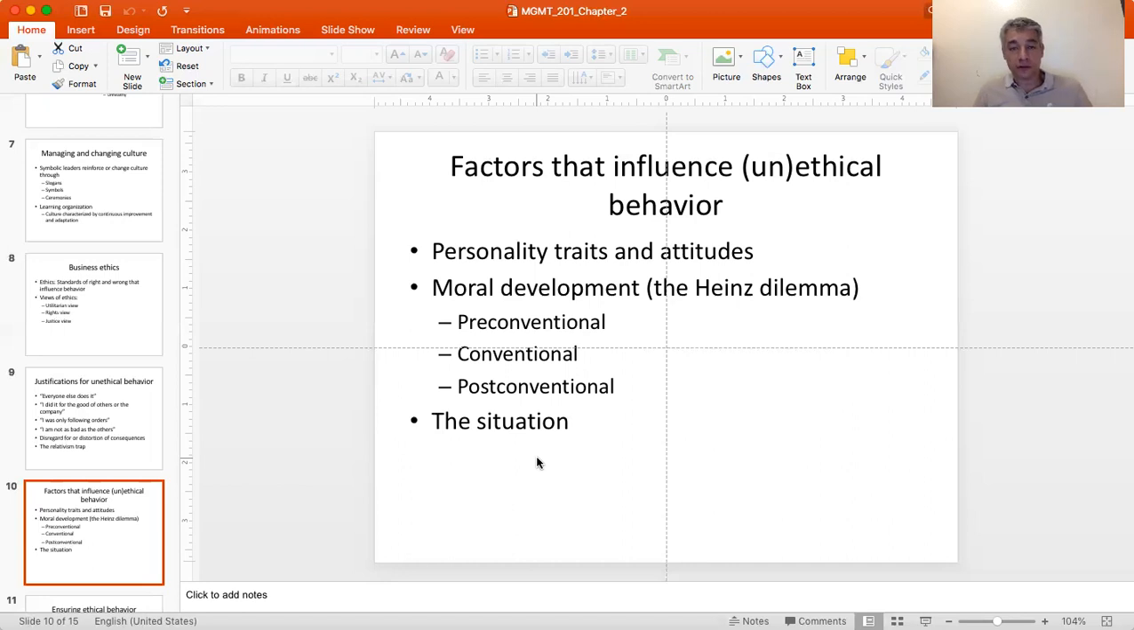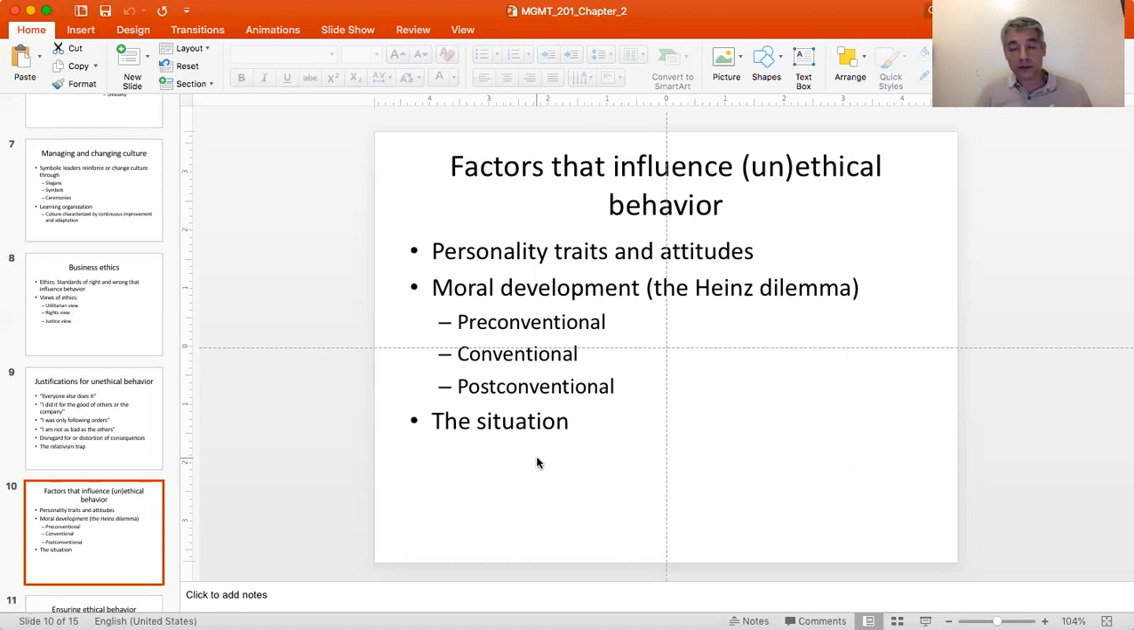So that's pre-conventional. At the conventional stage, you actually internalize those rules. You know that good people do this and bad people do that. You don't question the rules necessarily. You just know what defines a good person and a bad person, and you try to behave well because you like to think of yourself as a decent person.